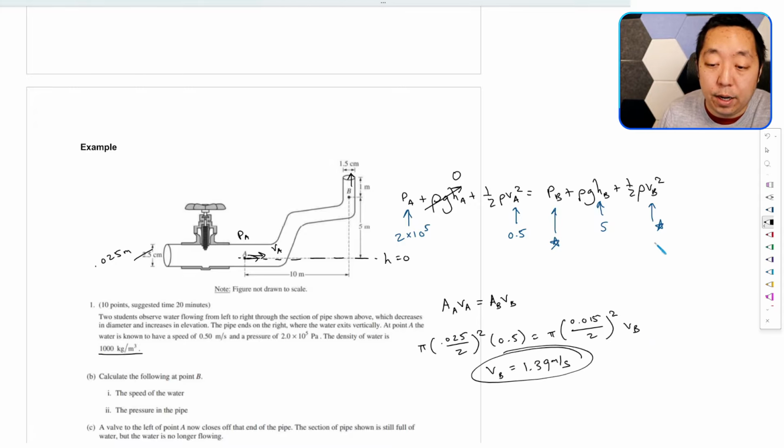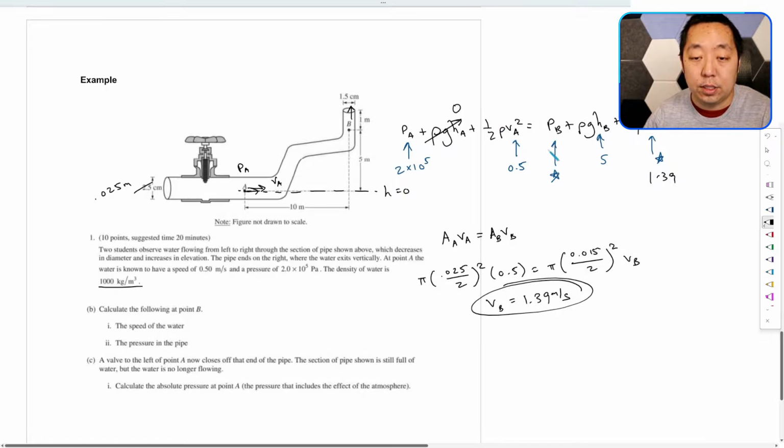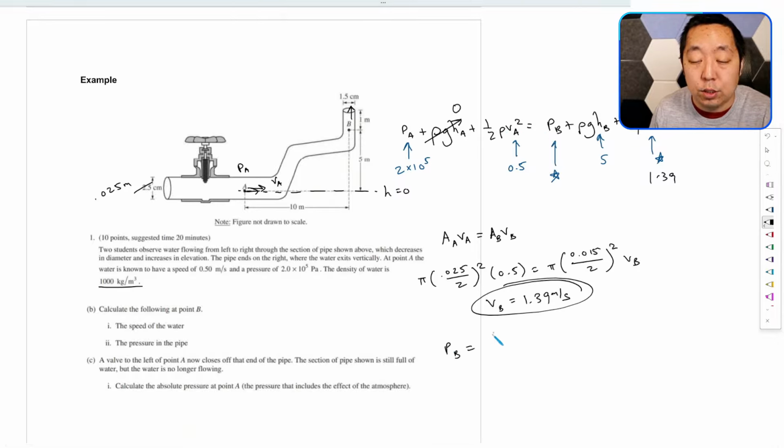Okay, and then from there, because that's 1.39, I can solve for the pressure at B, because I have everything else. I know rho is 1,000 and things like that. So we can solve for the pressure at B using that equation. We're going to do this quantity and subtract all of this stuff over here. So it's going to be 2 times 10 to the 5 plus 0.5 times 1,000 times 0.5 squared minus 1,000 times 10. I'm going to use g of 10 when I do this calculation. Minus 0.5 times 1,000 times this number squared. And I get 1.49 times 10 to the 5 pascals.